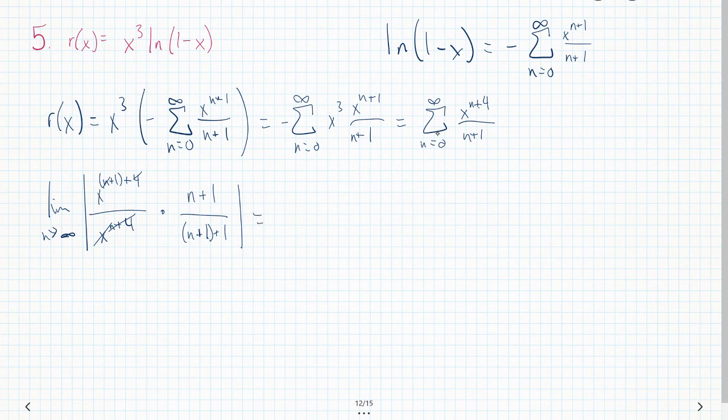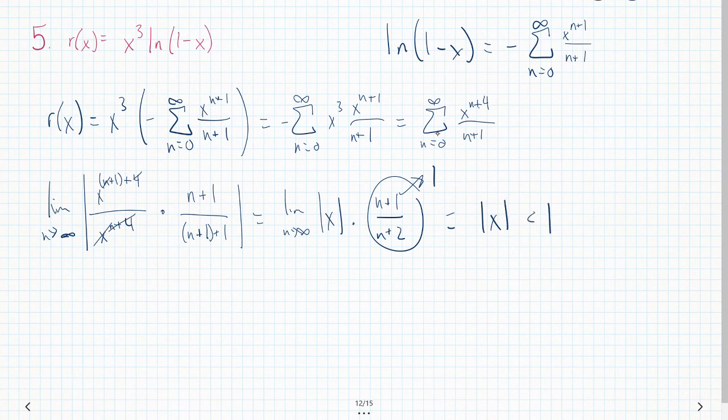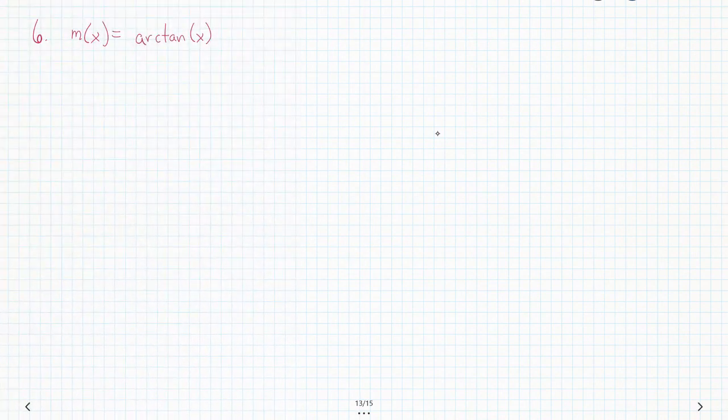And so this thing equals the limit as n goes to infinity of the absolute value of x times n plus 1 over n plus 2, which equals 1. So you get this whole thing equals the absolute value of x, which is less than 1. The radius of convergence and the interval of convergence are identical. So the radius of convergence is r equals 1. Once you have one of them, it's pretty straightforward.